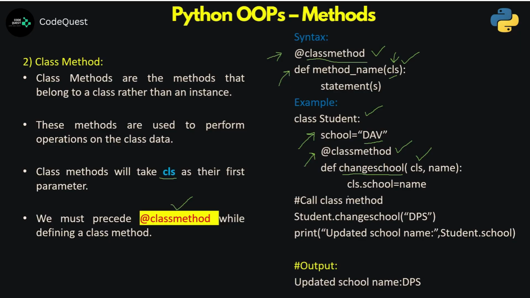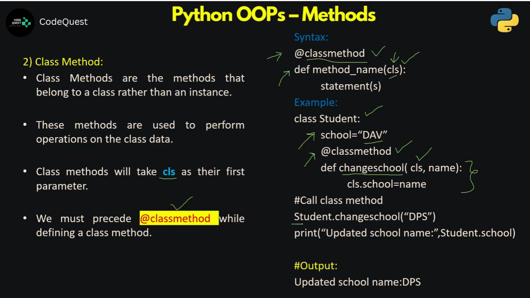Now as the class method usually accesses the class variables, in our example here, school is nothing but the class variable. Once we have defined this, we are making a call to change school. As you can see here, we have not created any object. The reason is change school is not an instance method. If it were an instance method, then definitely we would require the instance or object of the class. As we have defined a class method here, we need not create an object.